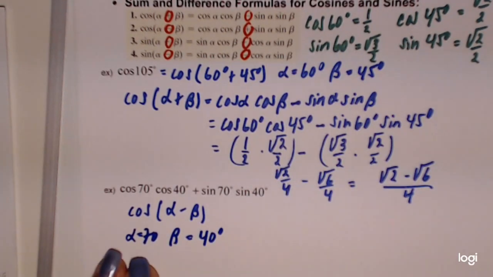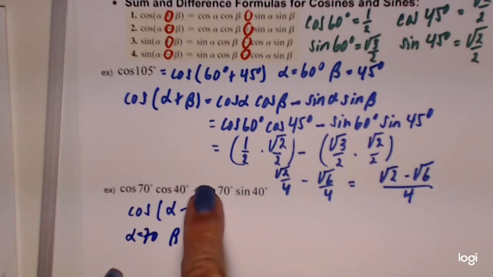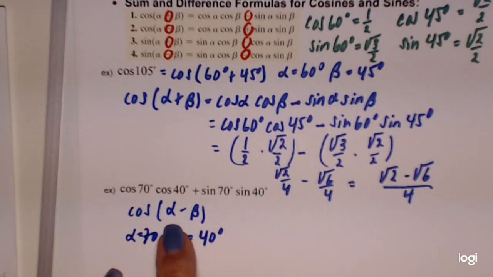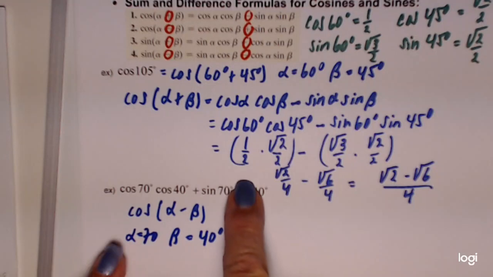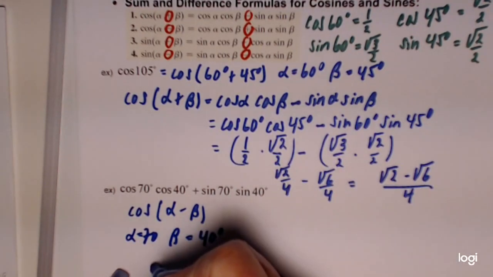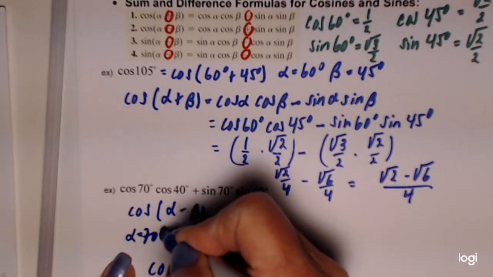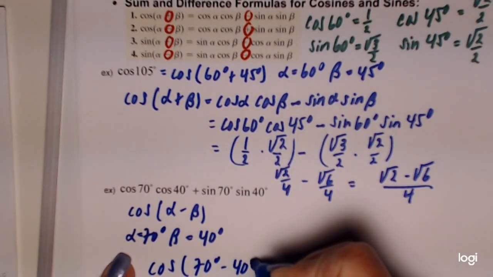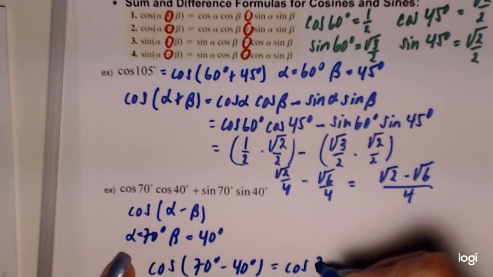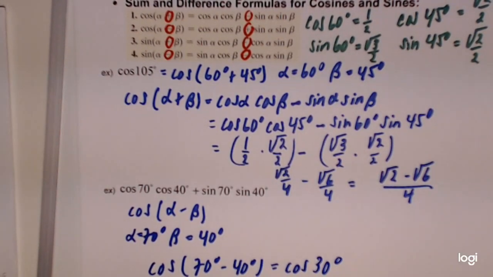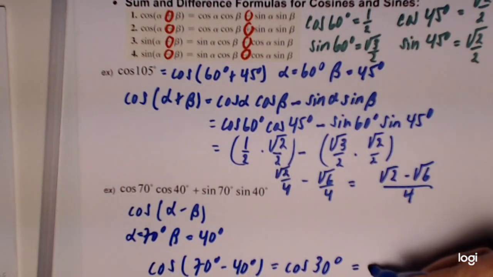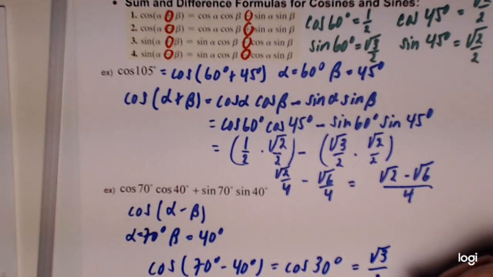So we've identified our alpha and beta, and now we can go back and instead of using the formula, if you will, we're going to go backwards to the original statement this formula represents, which is the cosine of alpha minus beta, the cosine of 70 degrees minus 40 degrees, which is the cosine of 30 degrees. 30 degrees, that's one of the angles that we know, and the cosine of 30 degrees is square root 3 over 2.